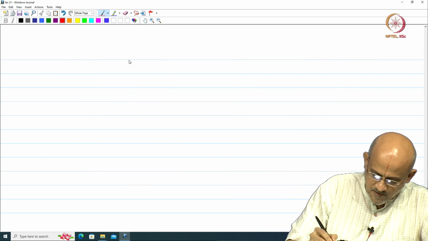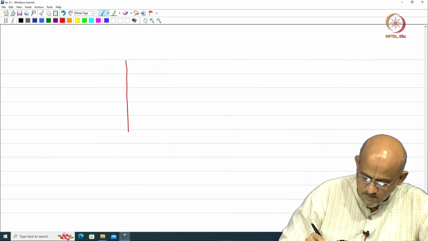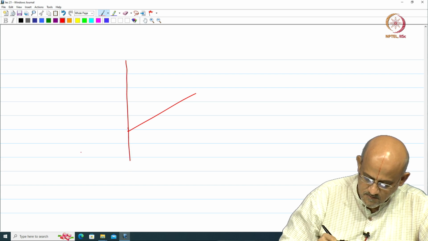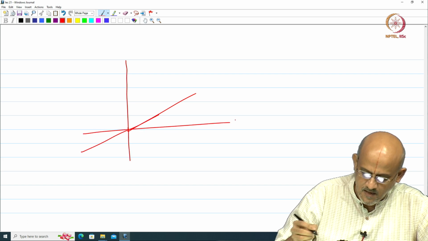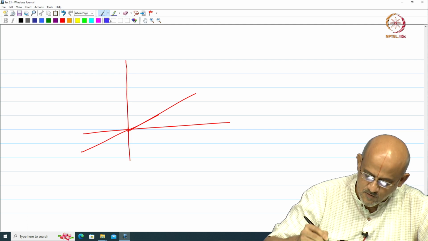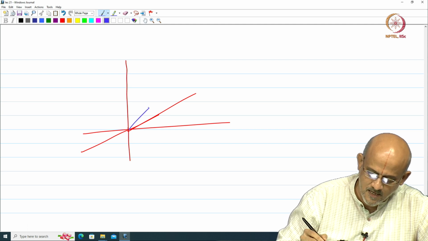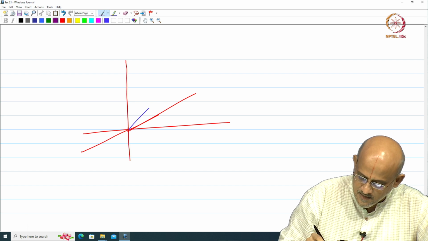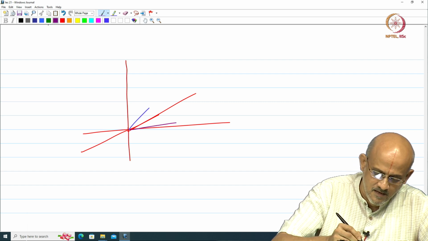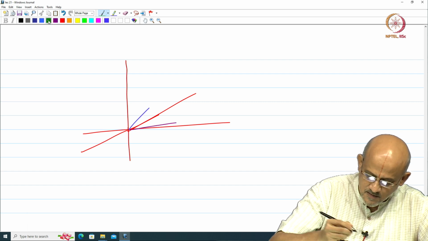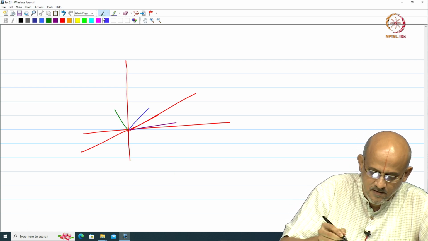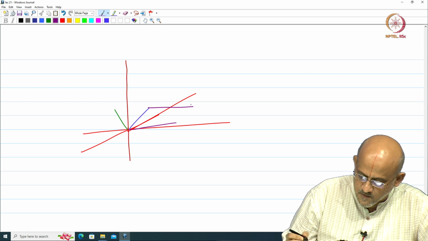Let us see that. Say, for example, I have this, and assume that this is one of the columns of A, and let us take this to be another column of A, and let us take this to be the third column of A. Now, what we get is basically the following: the parallelepiped is going to look like this.